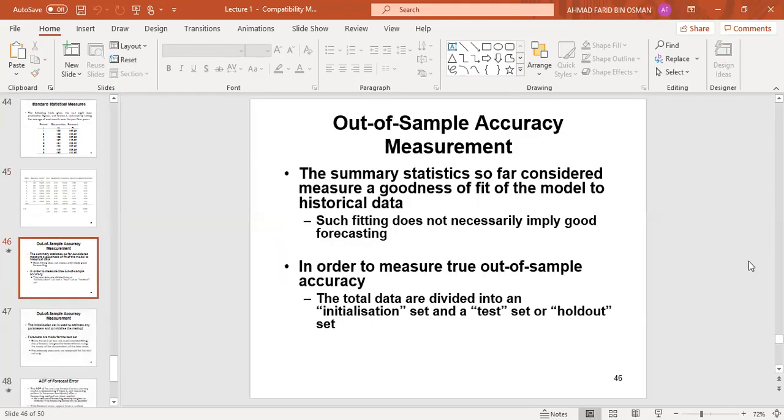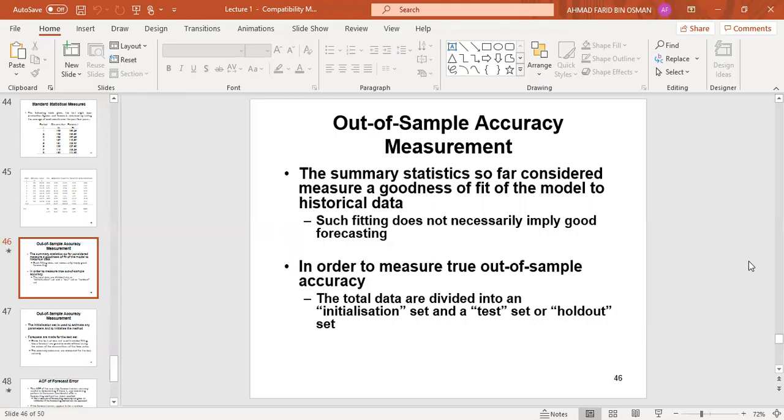Out-of-sample accuracy measures. The summary statistics considered so far measure the goodness of fit of the model to historical data. Such fitting does not necessarily imply good forecasting. Because when we estimate a model, the technique that we use for estimation finds a set of values for the estimated parameters that give us the smallest value of error. It will force the error to be small.